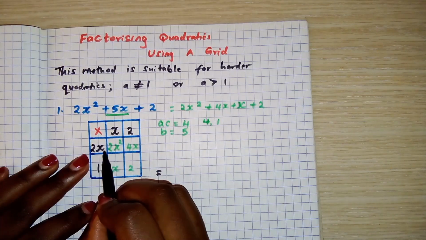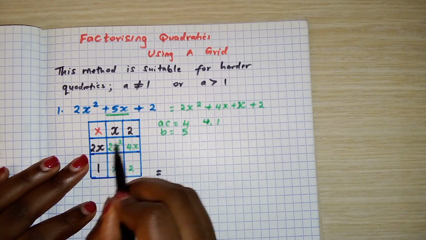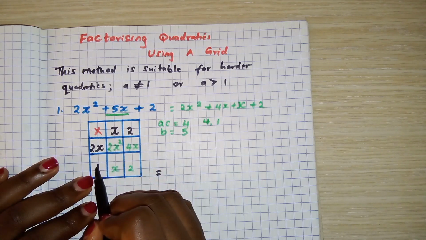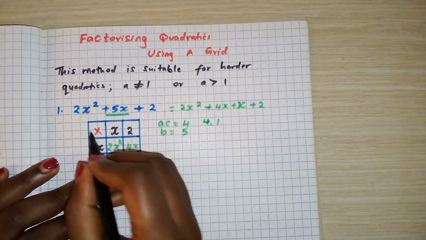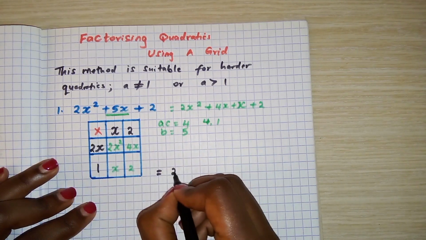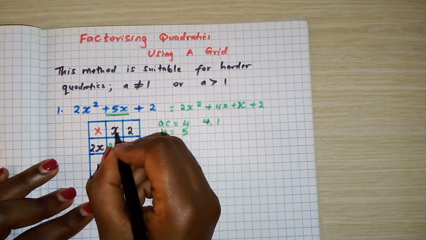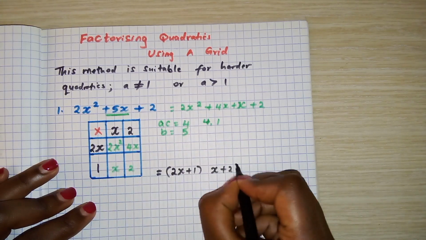Let's check again. 2x times x is 2x squared. 2x times 2 is 4x. 1 times x is x. 1 times 2 is 2. So these two are our answer. These two, we put them in one bracket: 2x plus 1, and these two, x plus 2.